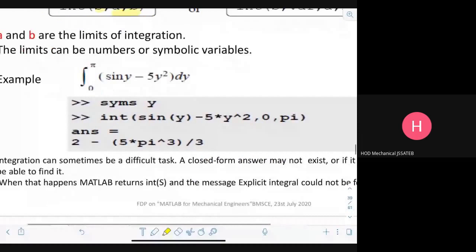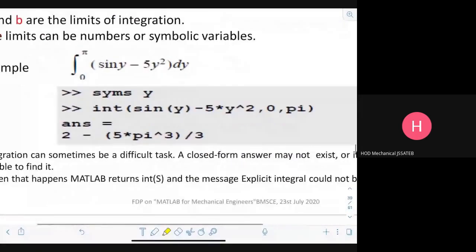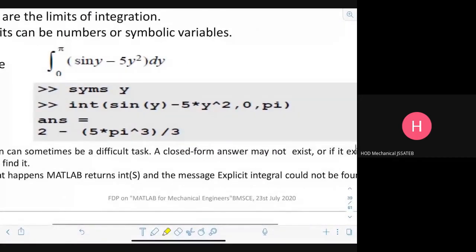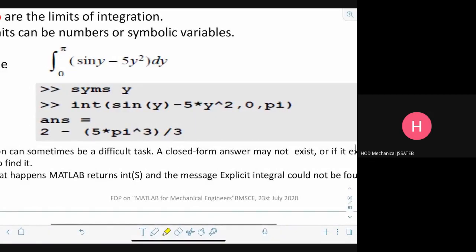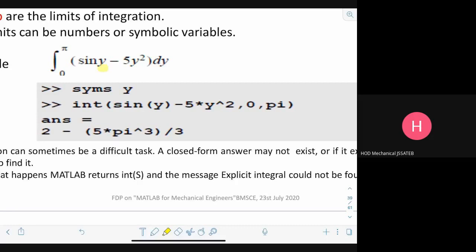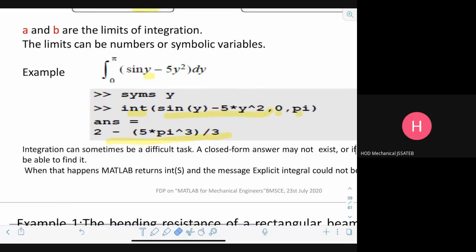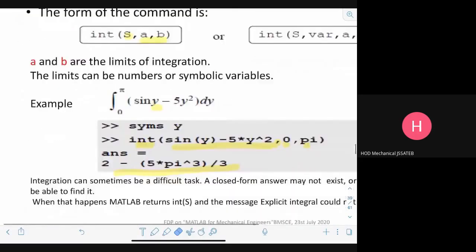When you say integrate sine y minus 5y square dy from 0 to pi, you just need to never forget to define y as a symbolic variable, and then define int of this particular expression, comma, followed by the lower limit and upper limit separated by comma, and you'll get the relevant answer. So that way you are able to carry out any definite integration.